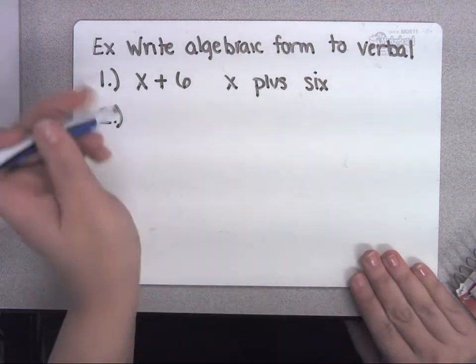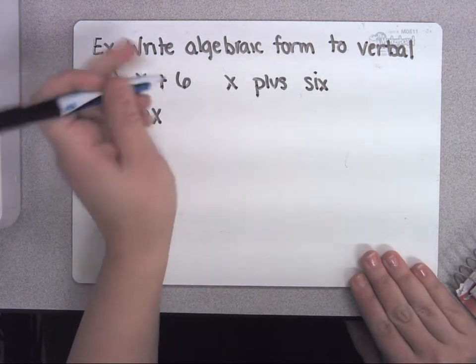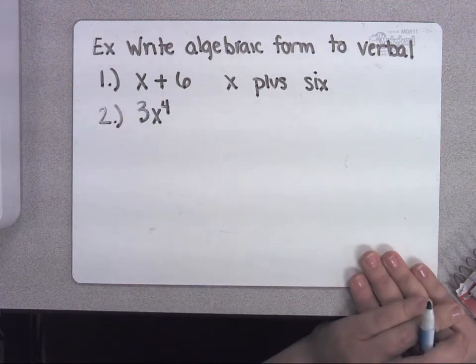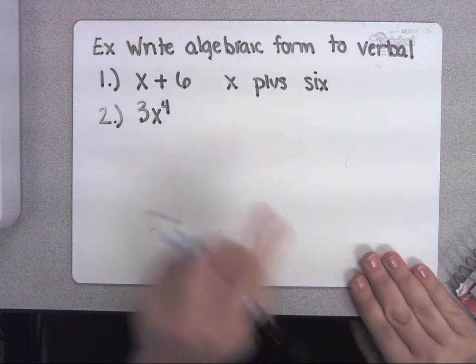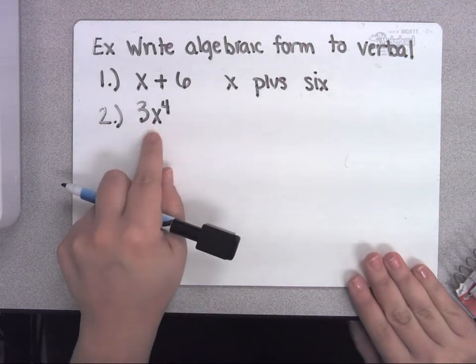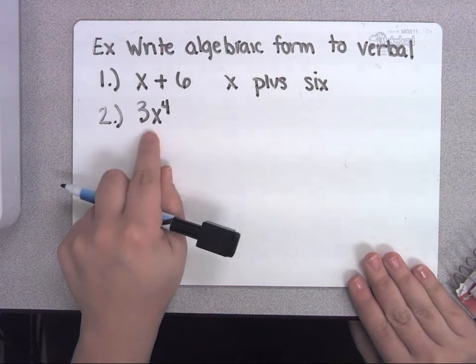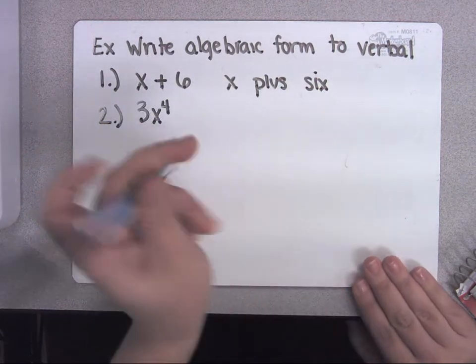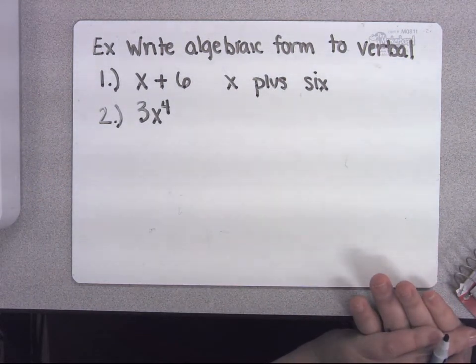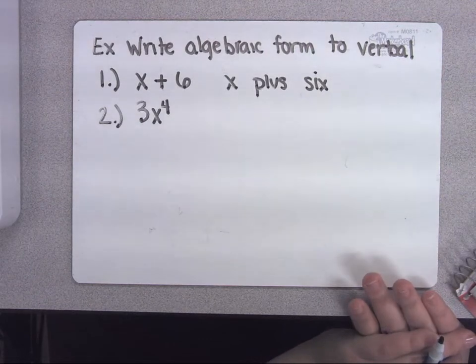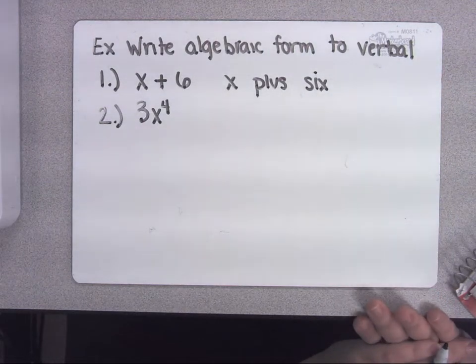Number 2, try this one. 3x with a 4 as an exponent. This is a tricky one. We didn't talk about these. What operation is this 3 and this x doing? Anyone can say out loud. What's that operation? Multiplication. Then we take a crack at this one. That could be an answer. 3 multiplied by x to the 4th power.